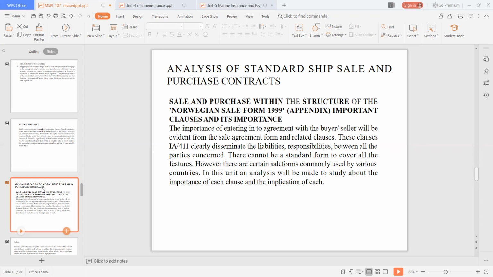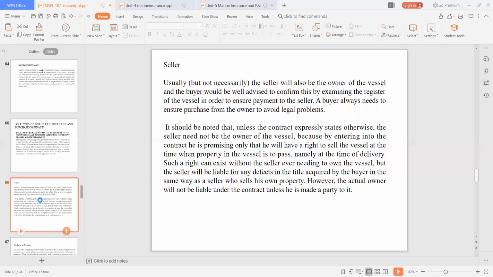So, kindly note it down. As a hint, I'm giving bullet points. Analysis means analysis of standard ship sale and purchase contracts. Definitely kindly note it down. Clauses, various clauses, for a better understanding. See this, I have told you all about it here.